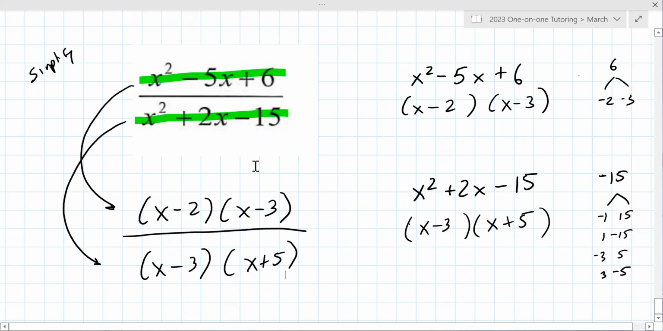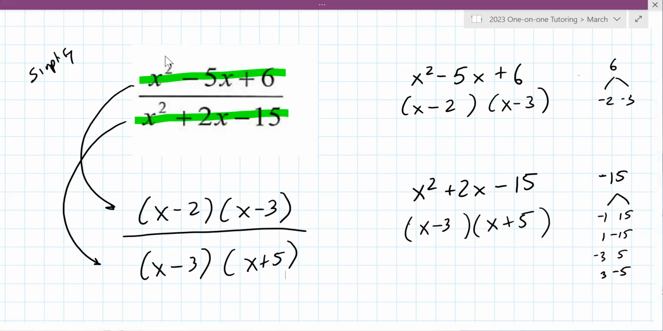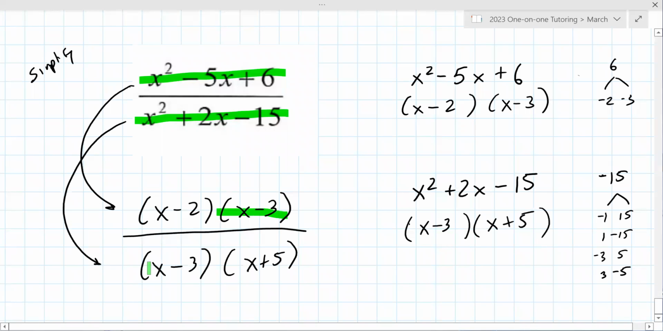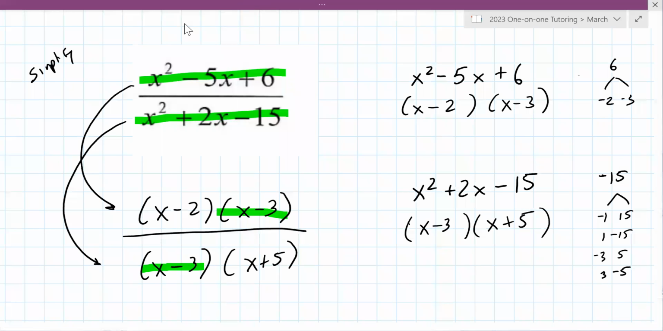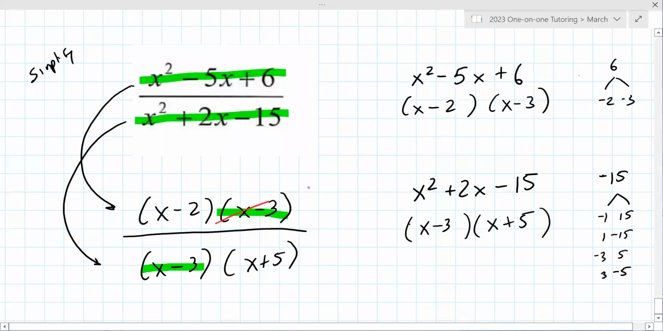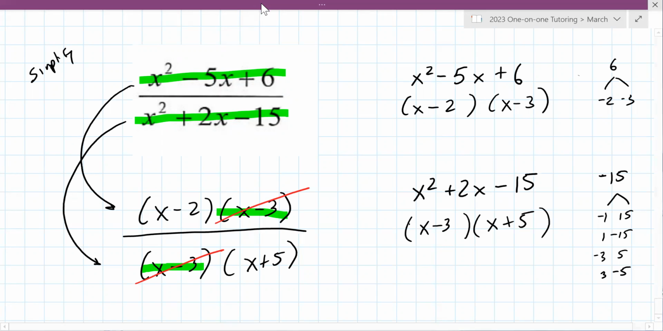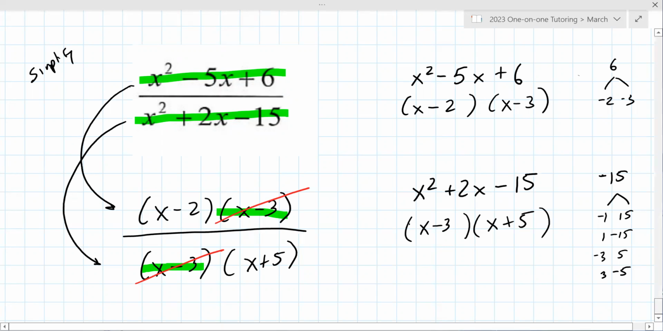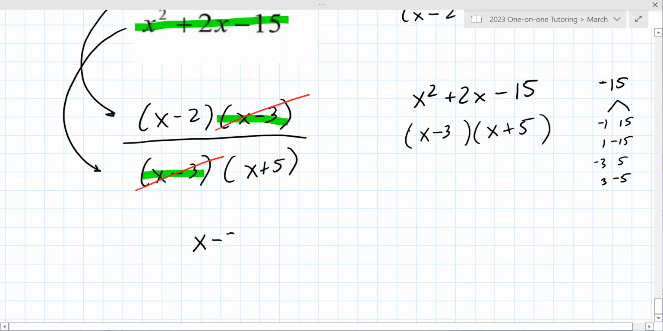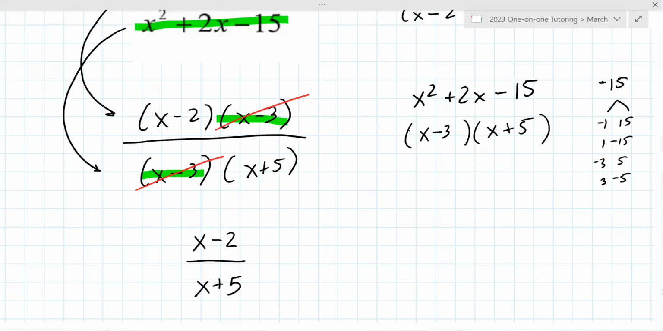This is the fun part. This is the part where you do all the hard work and now you get to see some cancellation. So do you see that there's an x minus 3 in both the top and the bottom? Those can be divided or canceled out. So when you cancel them, they're just gone. You rewrite it as x minus 2 over x plus 5.